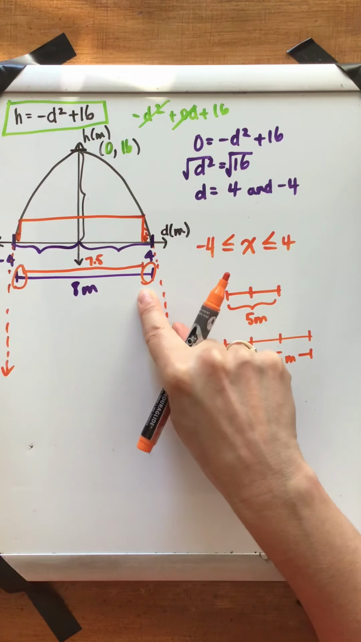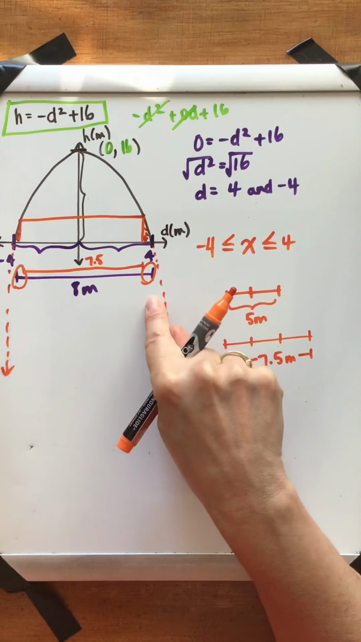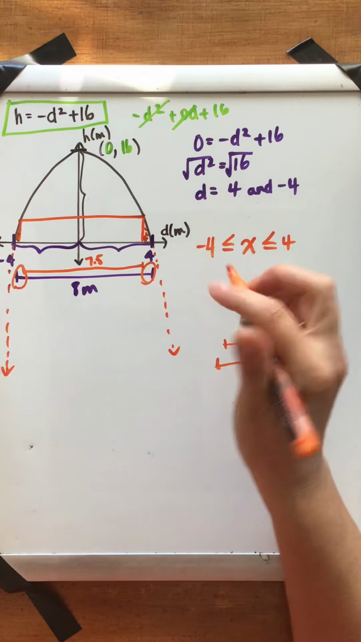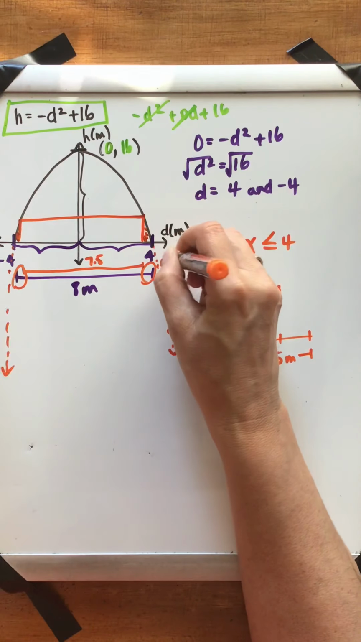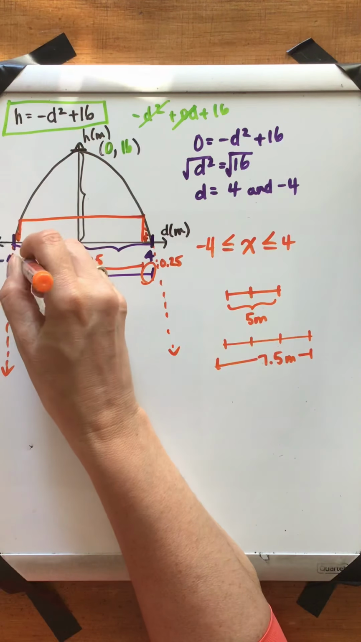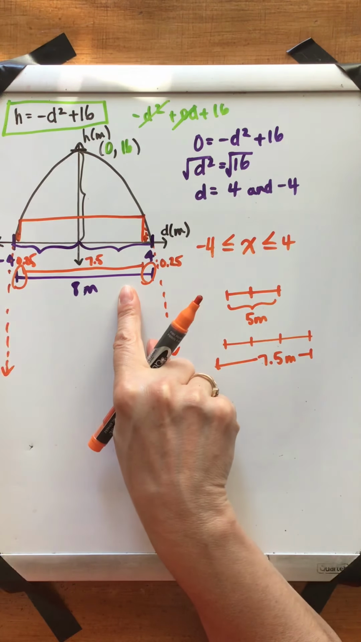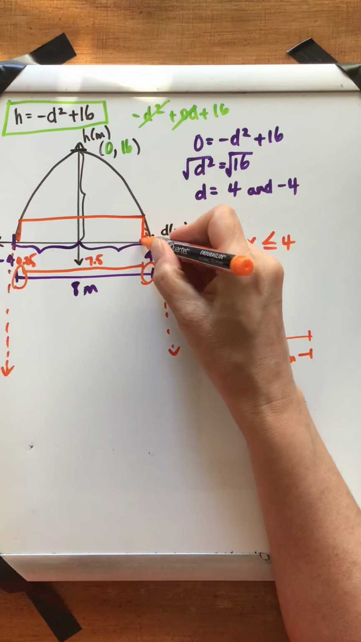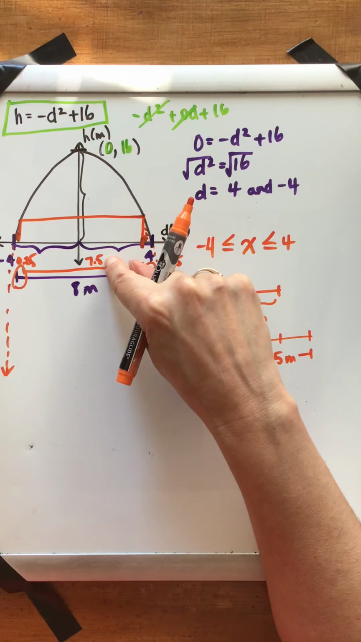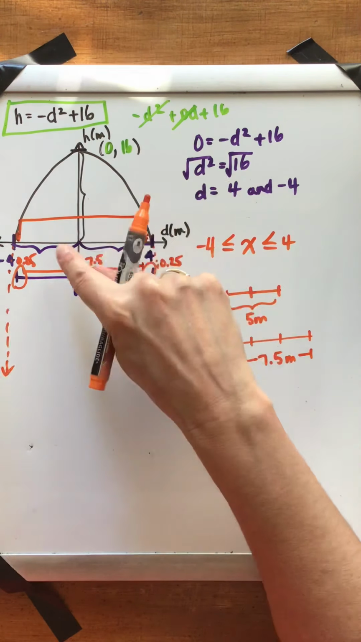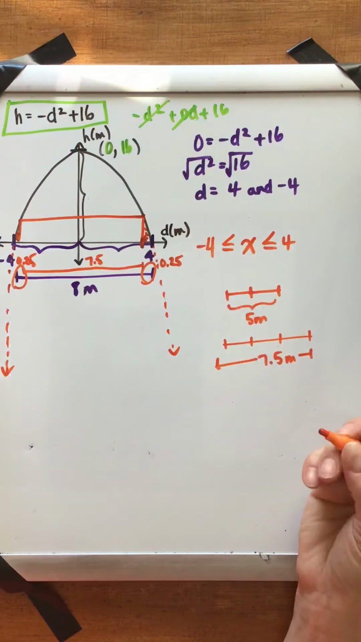How big are each of those spots? Well, I've only got half a meter left in total, and half of that would mean it has to be 0.25, and 0.25 here as well. So can we fit 3 doors across? Well, what would the value of x be right here? It's going to be half of 7.5, which would be 3.75. Let's sub it into the equation and see how high those doors would be in that case.